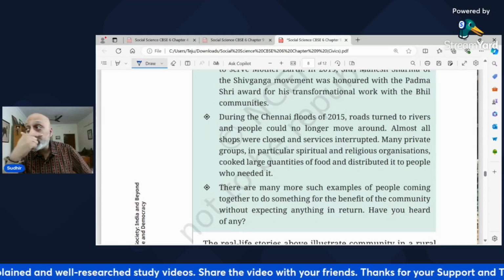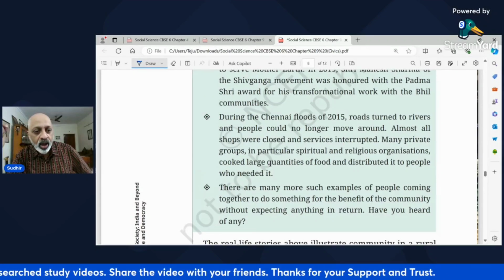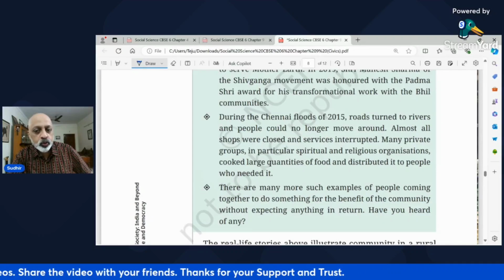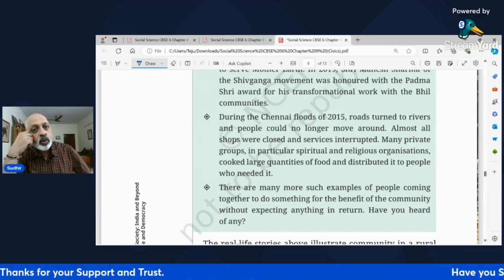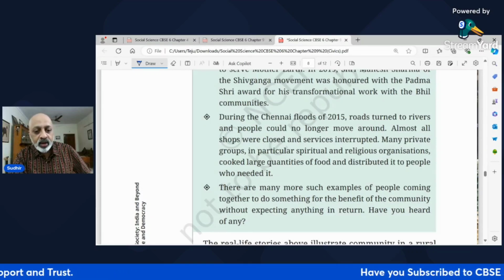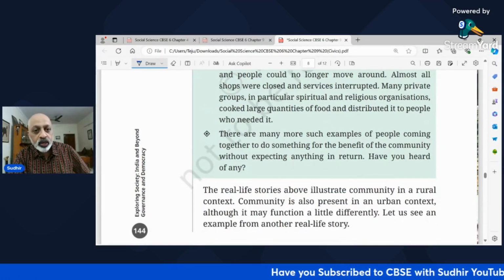Koturpuram kind of areas in Chennai were very severely affected. And many private groups, in particular spiritual and religious organizations, cooked large quantities of food and distributed it to people who needed it. Then there are many more such examples of people coming together. Have you heard of any?